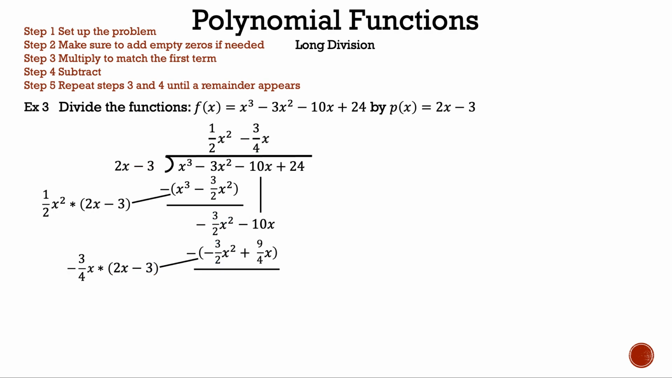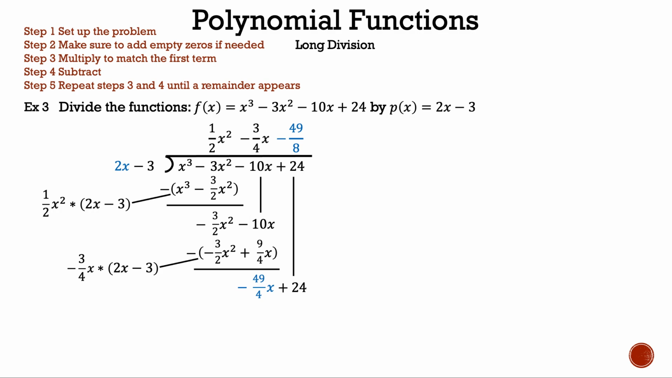It is important to have the parentheses, otherwise we might forget to change the sign on the second term. Now let's subtract, and our result is 0x squared minus 49/4 x. Let's get rid of the 0x squared and bring down the 24. Now we need to focus on the 2x and the negative 49/4 x. What term do we think we need to multiply 2x by to get negative 49/4 x?